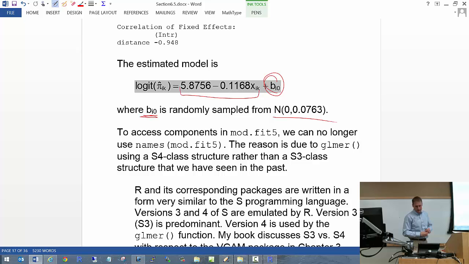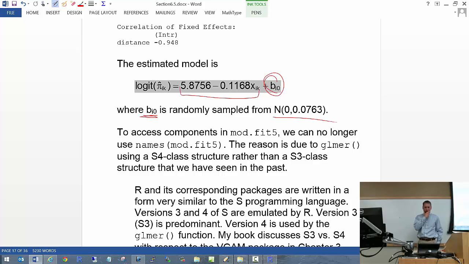Now, I have to admit that I don't necessarily like how this function is set up in terms of trying to extract information from this mod.fit5 that we just got here. I didn't write the package. I don't like how it was written at times. It has a lot of good stuff in it, but I think some things are confusing, especially for people who are beginning to learn R.